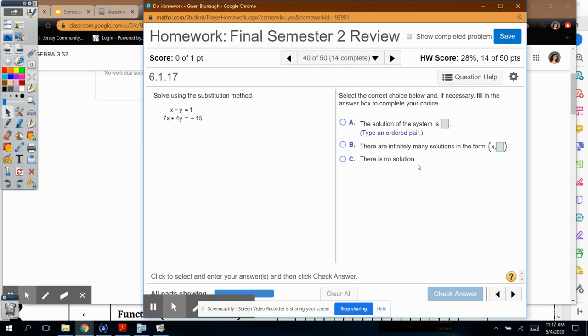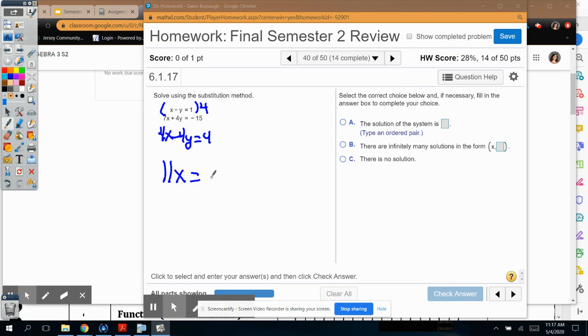Okay, question 40 is on systems of equations. It says to use substitution, but I don't want to. I want to use elimination. I'm going to multiply the whole top equation by 4: 4x minus 4y equals 4, and that will allow me to eliminate the y's pretty easily.